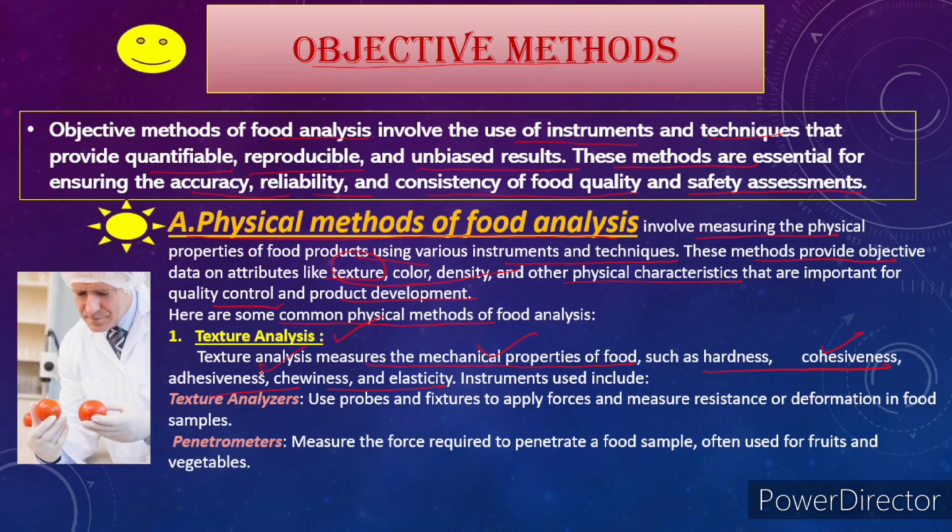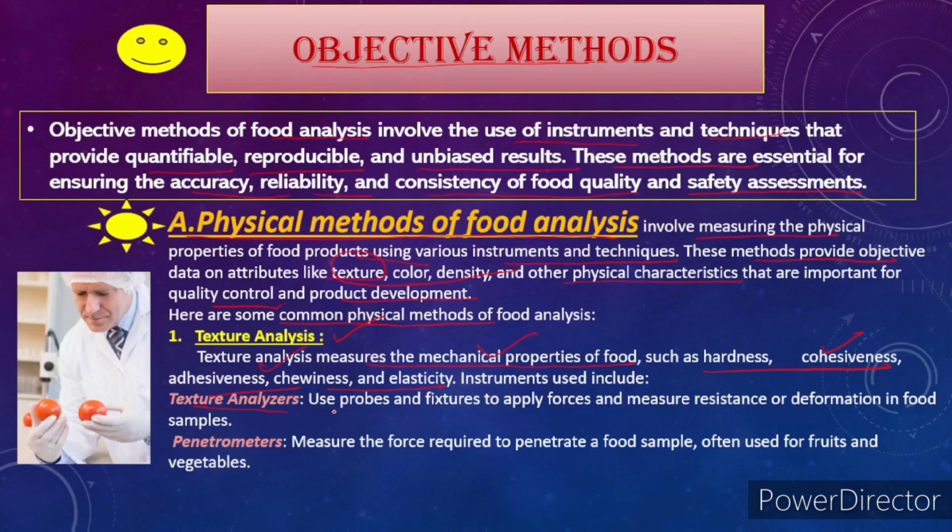Adhesion means the force of attraction between molecules of different substances. For example, when water is poured on a glass surface, the adhesion force between the water and the glass causes the water to spread out. Whereas cohesion is the force of attraction between molecules of the same substance. For example, the cohesion force between water molecules causes them to stick together to form a sphere. That's the difference between cohesiveness and adhesiveness.